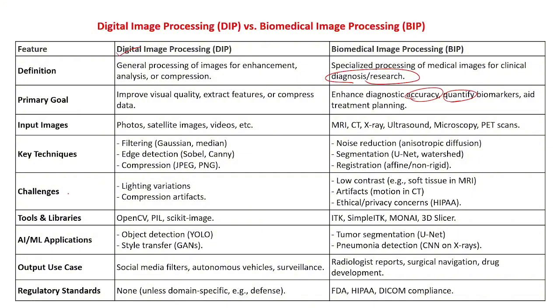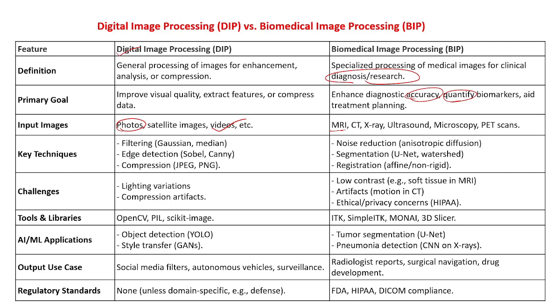And the input image. In digital image processing, we use input images like normal general purpose photos, satellite images, and videos. In the field of biomedical image processing, we use medical images like MRI, CT scan, X-ray, ultrasound, microscopic images, and PET scans. There I included some medical image examples, but there are also several types of medical images we can see in our daily life. We will also discuss further about the medical images.